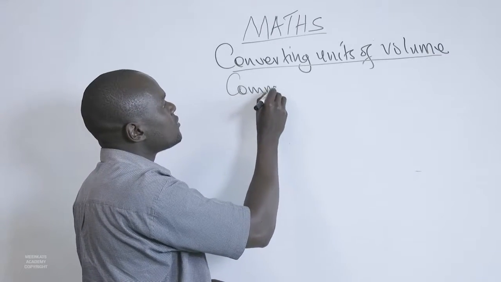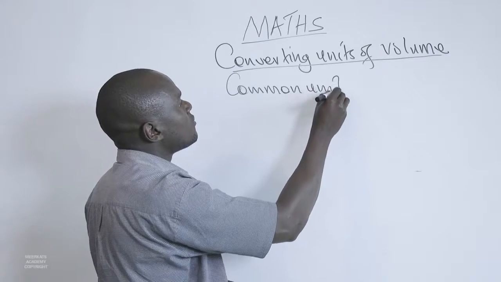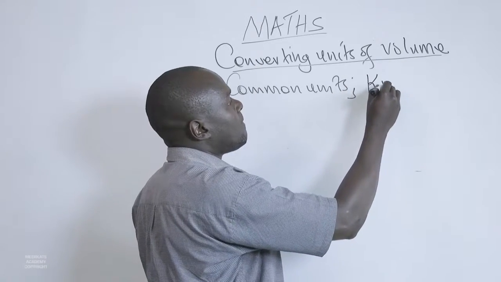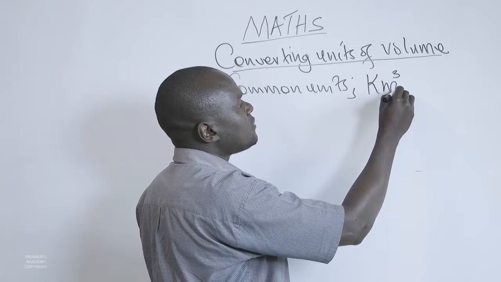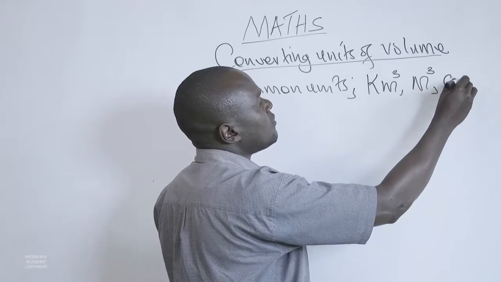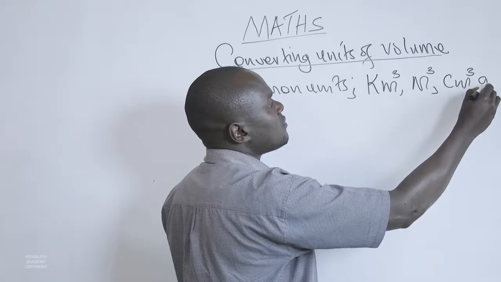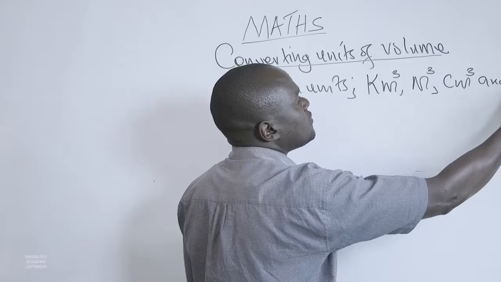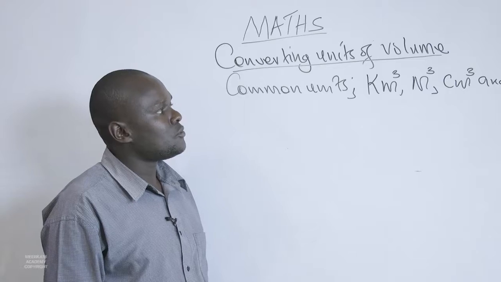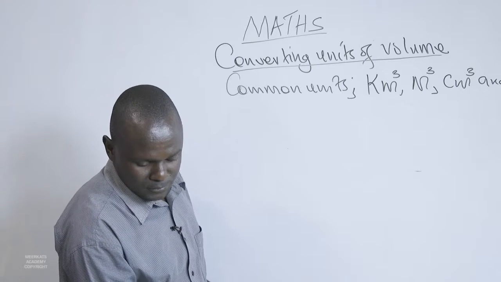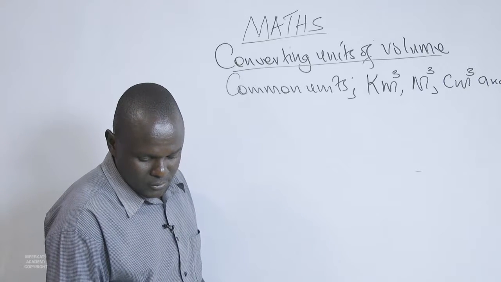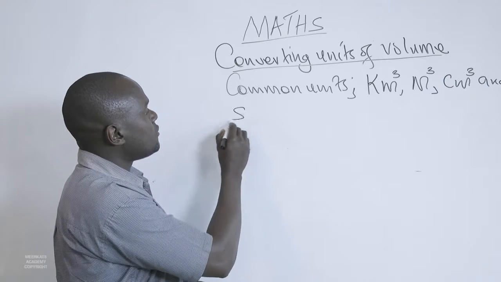Some of the common units. Common units of volume are cubic kilometers, cubic meters, cubic centimeters, and even we can have the smaller units, cubic millimeters. But we also have some special units that are used when we are calculating matters to do with volume, some special units in volume.